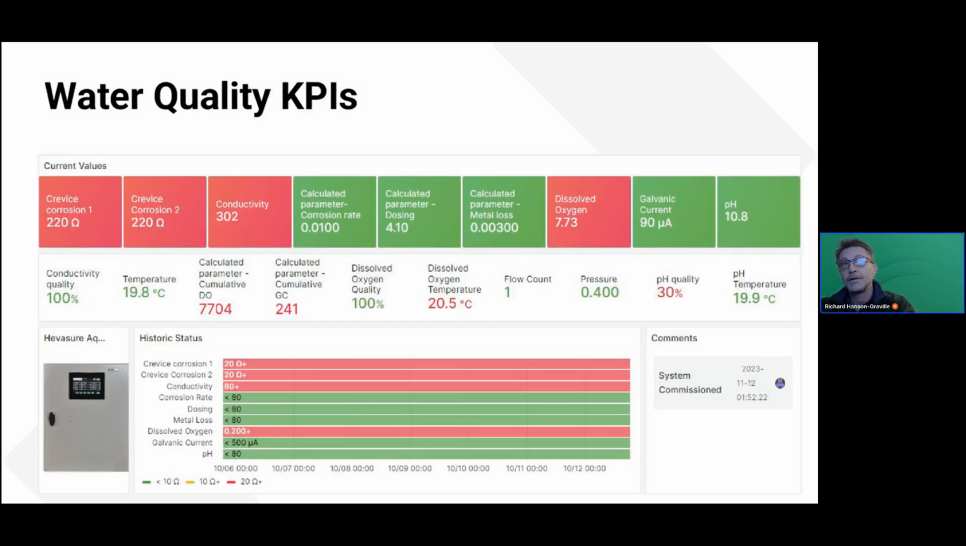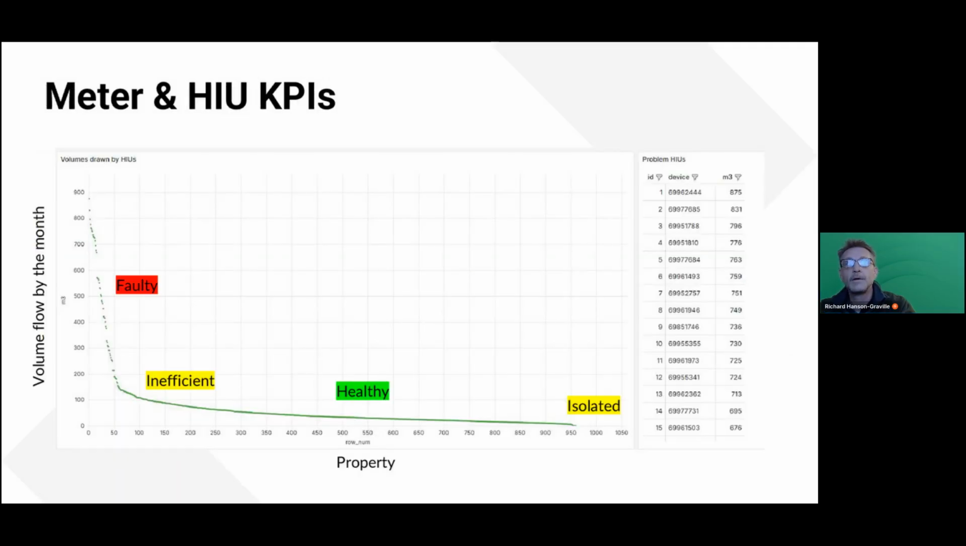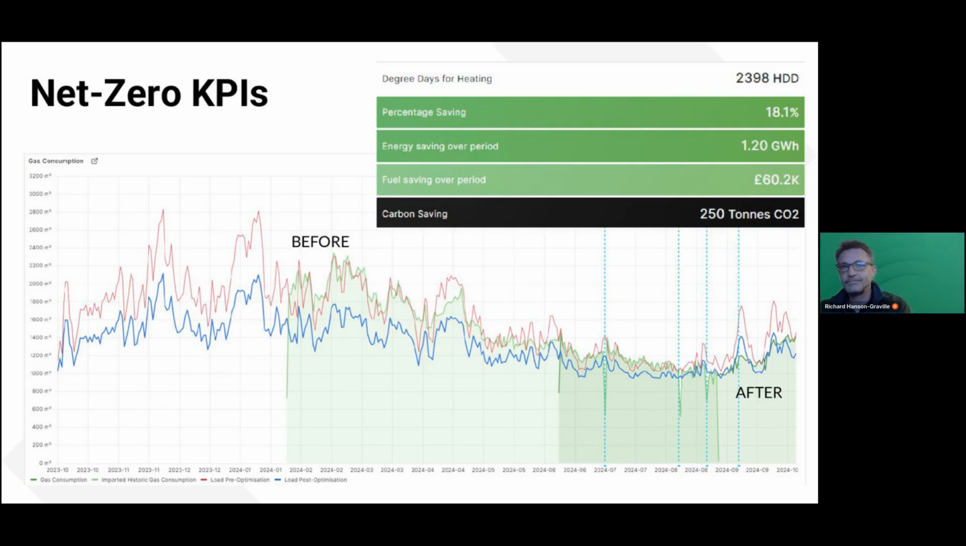Water quality KPIs. So the detail of these, because it's open source, it allows various experts to focus on KPIs that they require for their systems. So this, for example, is a Heathrow water quality system run through the KPI system. HIU data, we've got a lot of residential meter data. Through certain things like volume flow, you can identify faulty, inefficient, healthy and isolated systems, plot them in various ways, present them in alarms. Right, you've got energy efficiency benchmarking systems. This can be done through the BMS data.